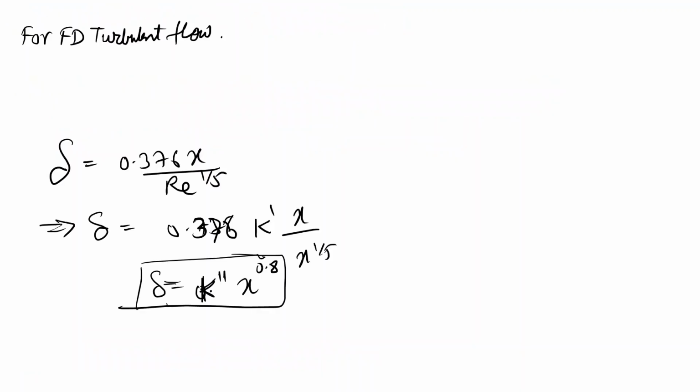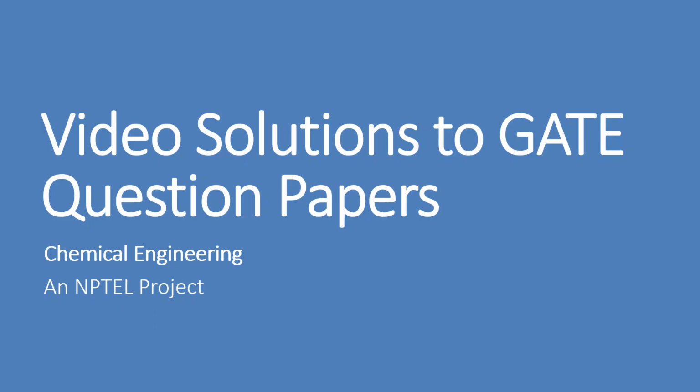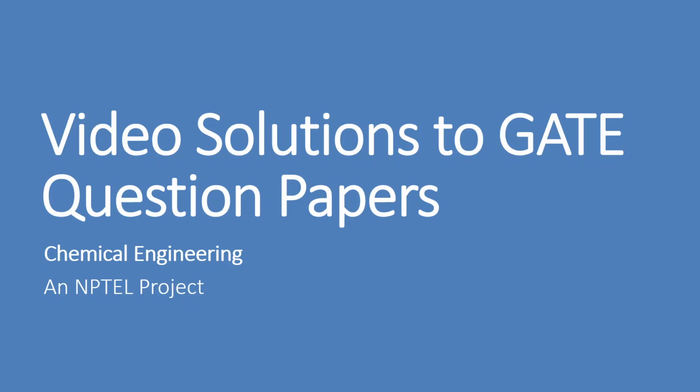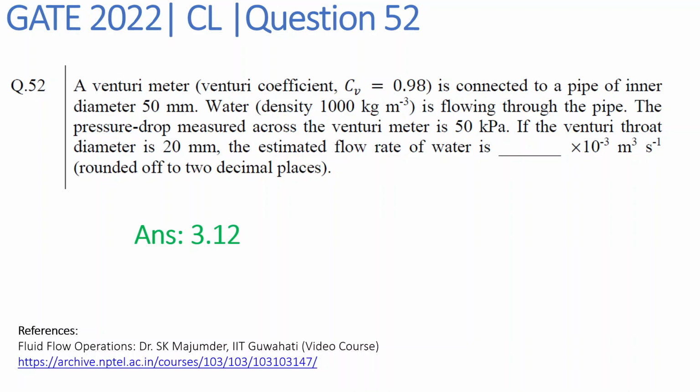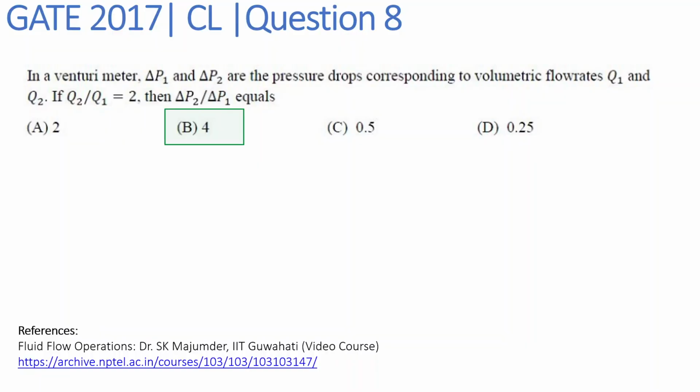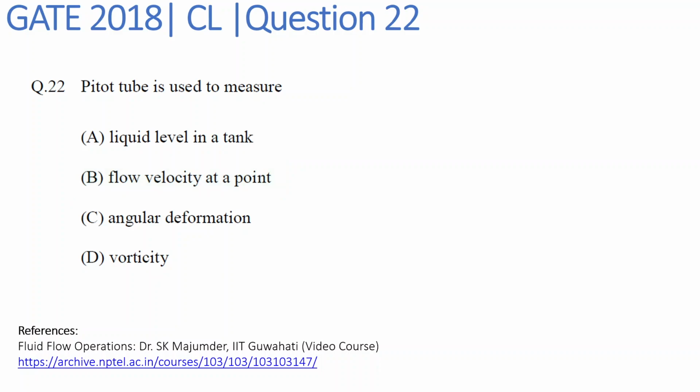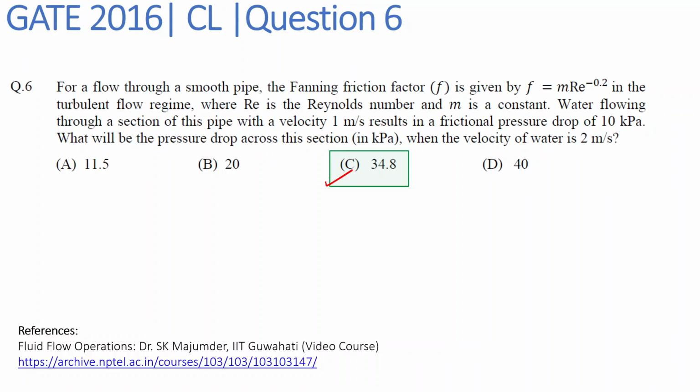Now we know that in general the pressure drop can be written as delta P by rho is equal to 2FLV square upon D. So this is the pressure drop due to friction, and this F is the fanning friction factor. So what we can do is, using this equation we can find the correlation between delta P and velocity, and using that we can find our final answer.